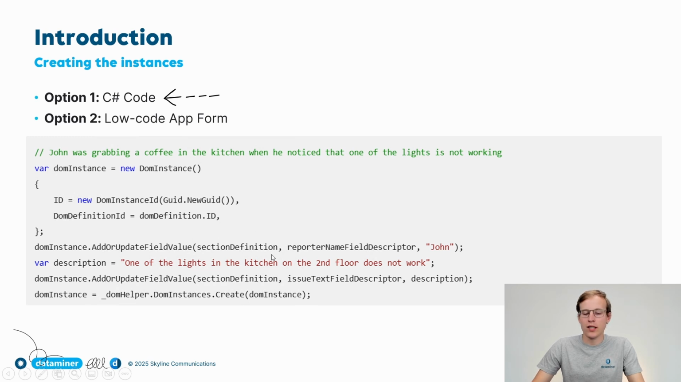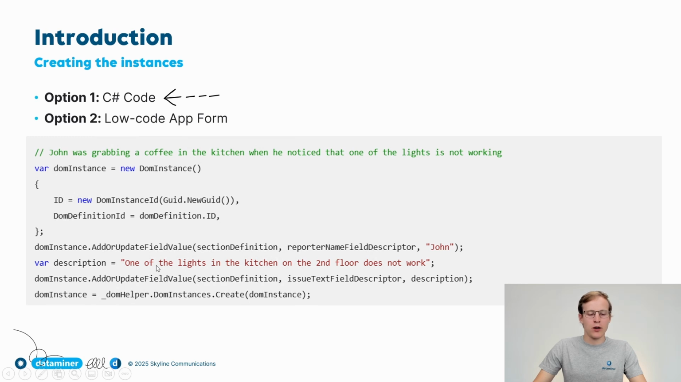So you define for which section definition you want to add a value, for which field descriptor you want to set a value, and then the value itself. In this case, we want to assign the name John to who reported a certain issue. And then you also have an example to define the description.